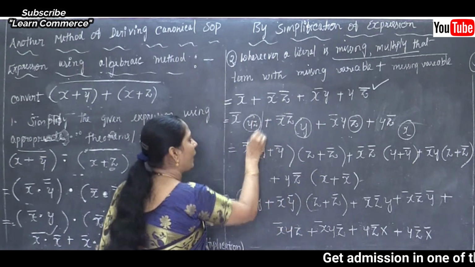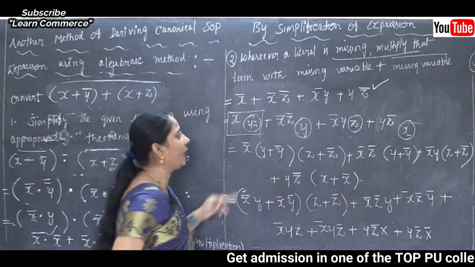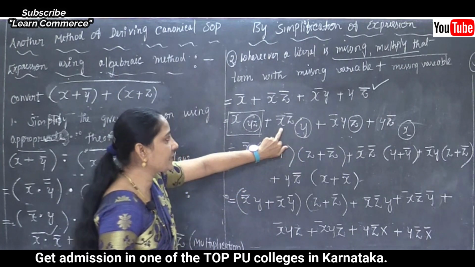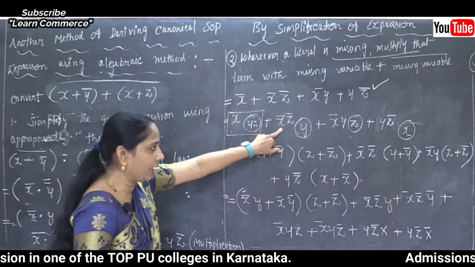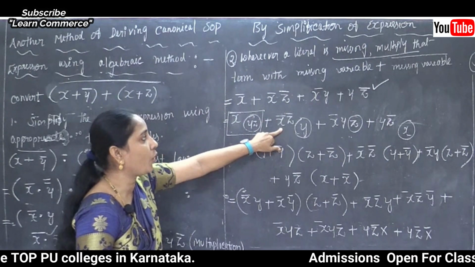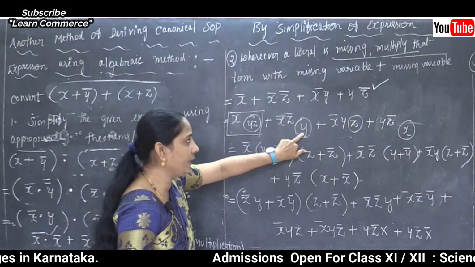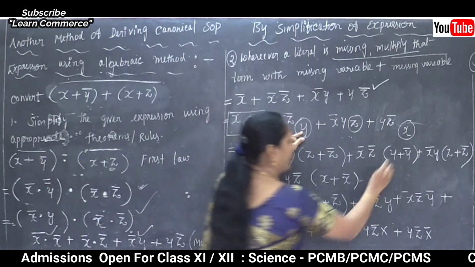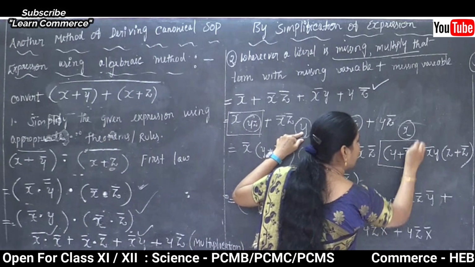Now we just completed our first line, okay, the first line, and later next I am going to use it for our next expression. So complement x and complement z here. Now y is missing here, so y plus complement of y. Now that means we completed this line, okay.